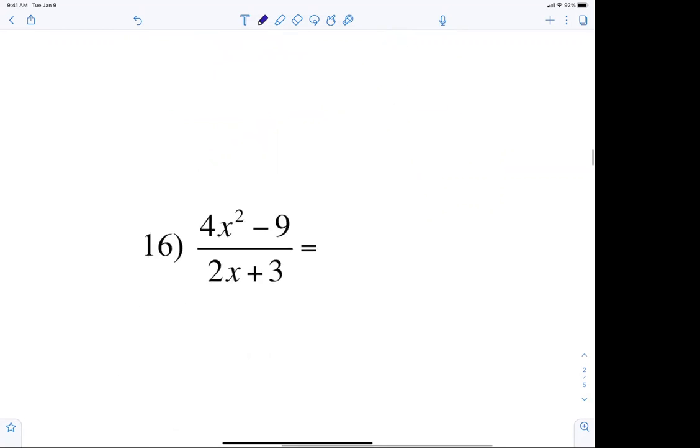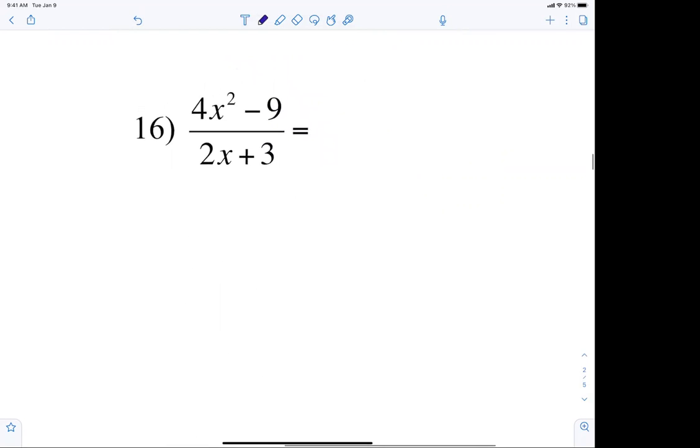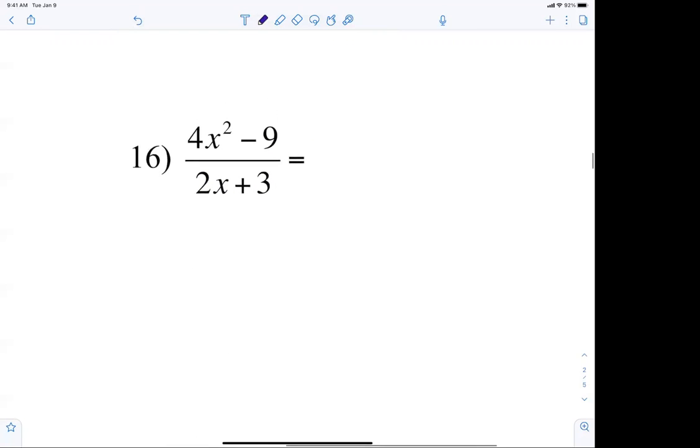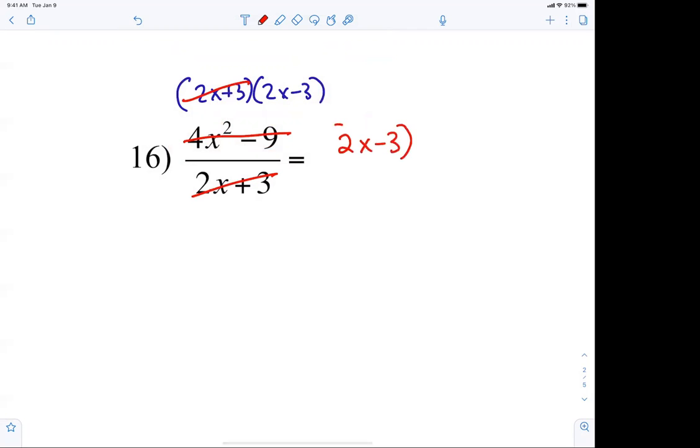All right, here we go. 4x squared minus 9 factors to 2x plus 3 and 2x minus 3. Exactly. Well, then what can cross out? Yep. So my final answer is just 2x minus 3. Everybody good with that?